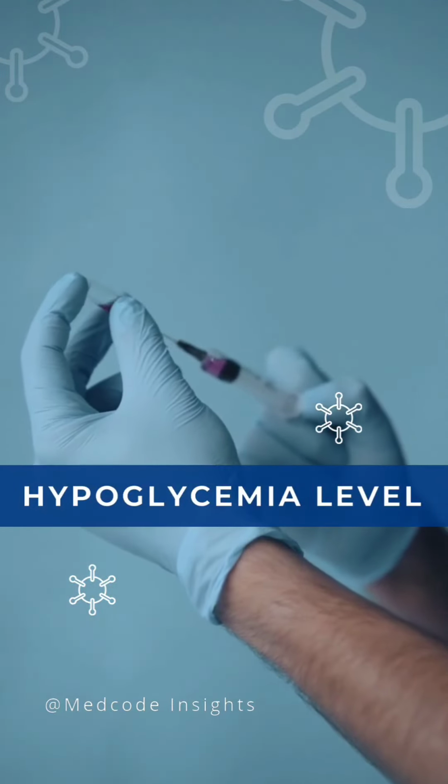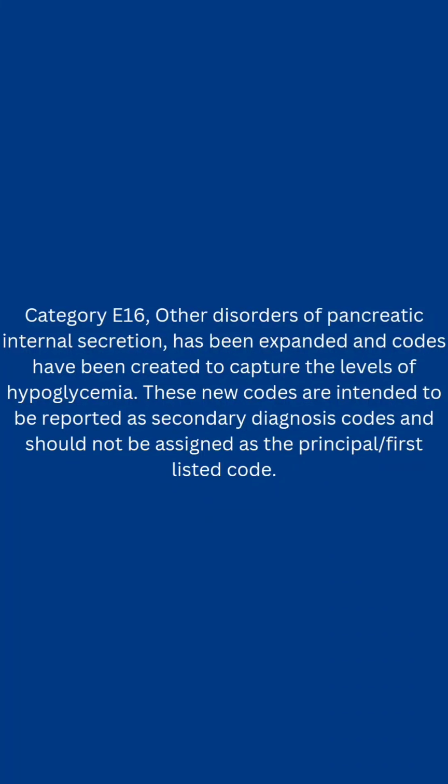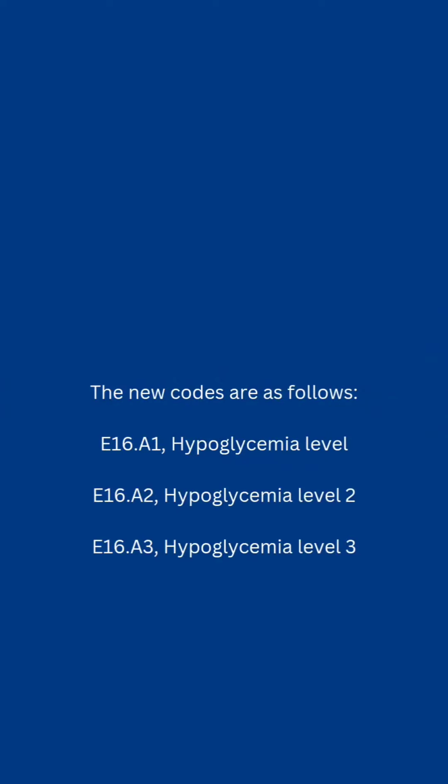Hypoglycemia level. Category E16, other disorders of pancreatic internal secretion, has been expanded and codes have been created to capture the levels of hypoglycemia. These new codes are intended to be reported as secondary diagnosis codes and should not be assigned as the principal, first listed code.